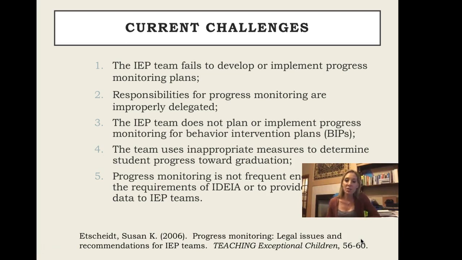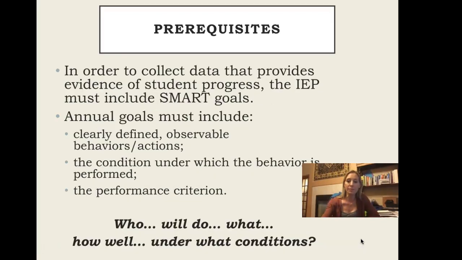The fifth one is team uses inappropriate measures to determine student progress toward graduation. So not looking at the right things we need to be looking at to know whether or not a student's making progress toward graduation and whatever that might be for that student. And the last is progress monitoring is not frequent enough to meet the requirements of the Individuals with Disabilities Education Improvement Act, so that was the most recent reauthorization, or to provide meaningful data to IEP teams.